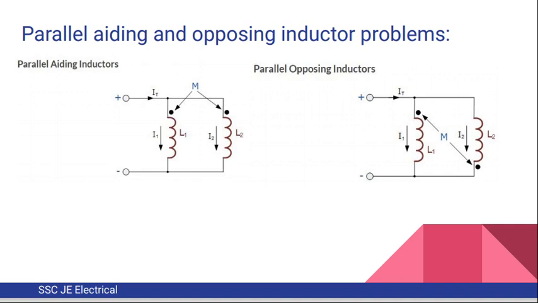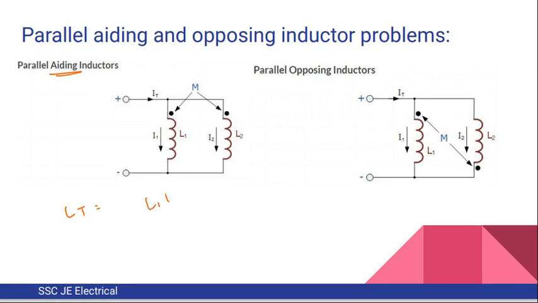See the formula. For parallel aiding inductors, LT equals L1 L2 minus m square by L1 plus L2. Here parallel aiding means more inductance we have to get, so the value will be more, which means in the denominator minus 2m will come: L1 plus L2 minus 2m. Here by dot notation you can see both are parallel aiding inductors.